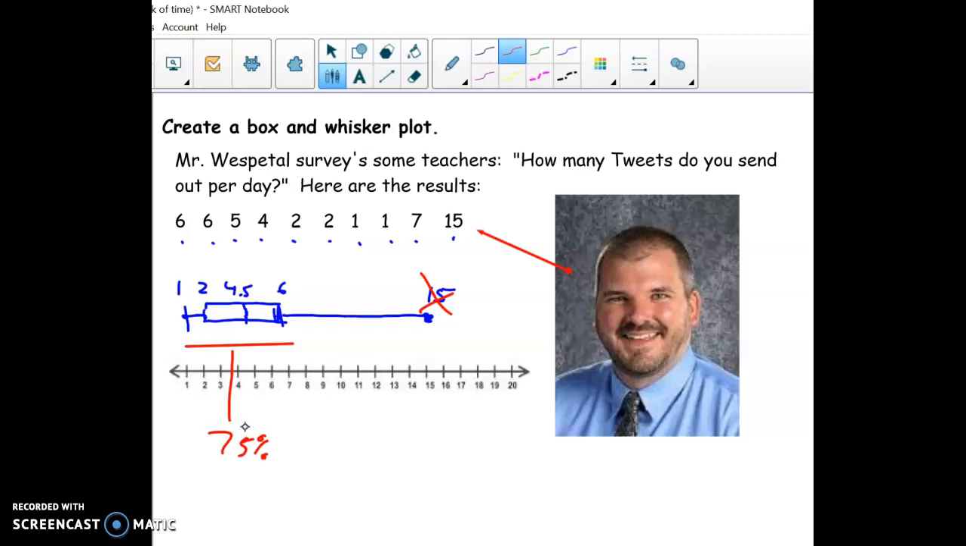But anyways, that's it for box and whiskers and outliers.